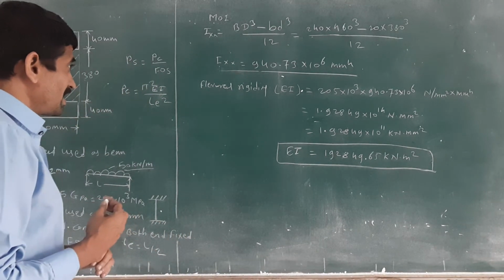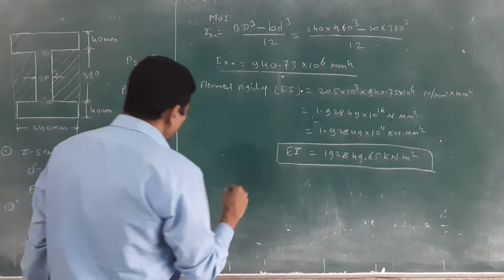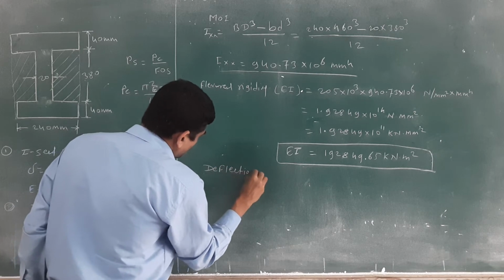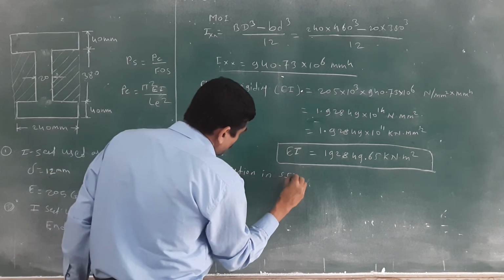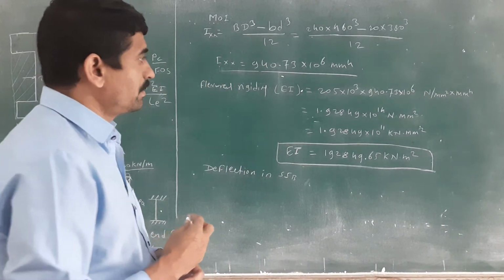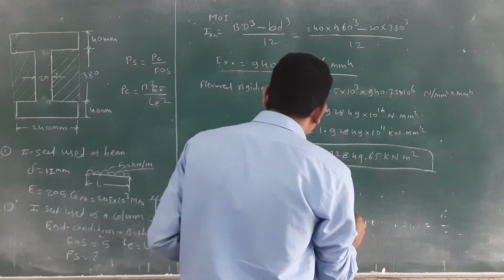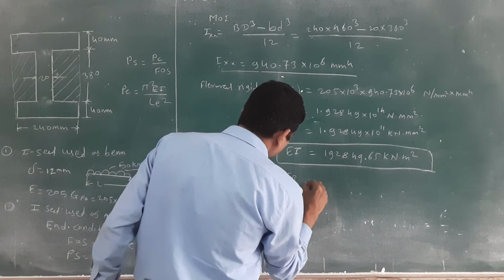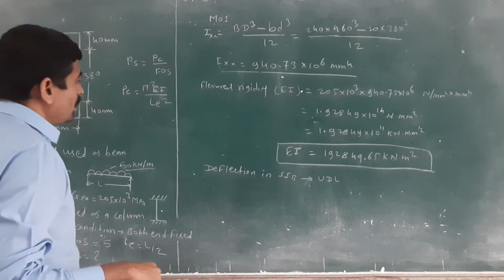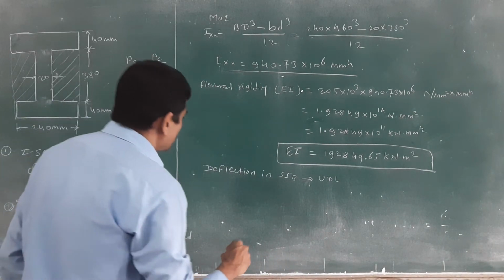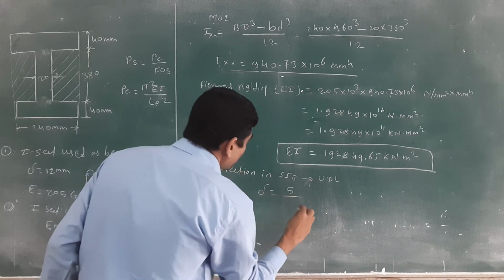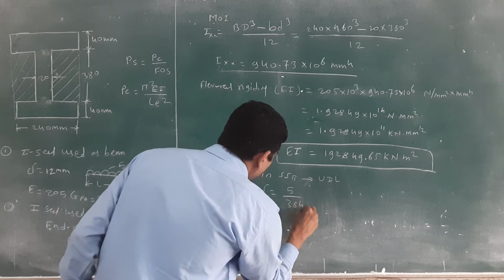Again, in unit number 3, third part, we have seen deflection in SSB, a simply supported beam. SSB means simply supported beam. What is the deflection when you add a UDL on that simply supported beam? There is a standard formula for the deflection. Deflection is denoted by delta, equal to 5 divided by 384.